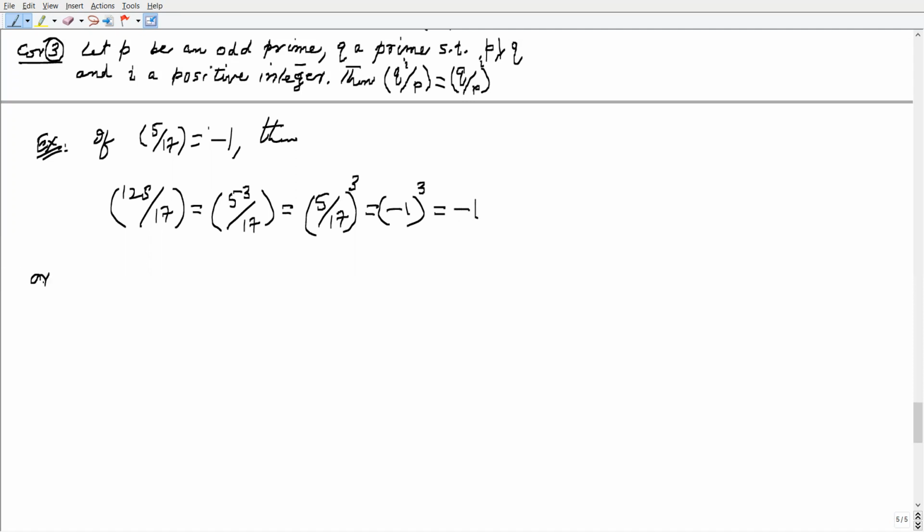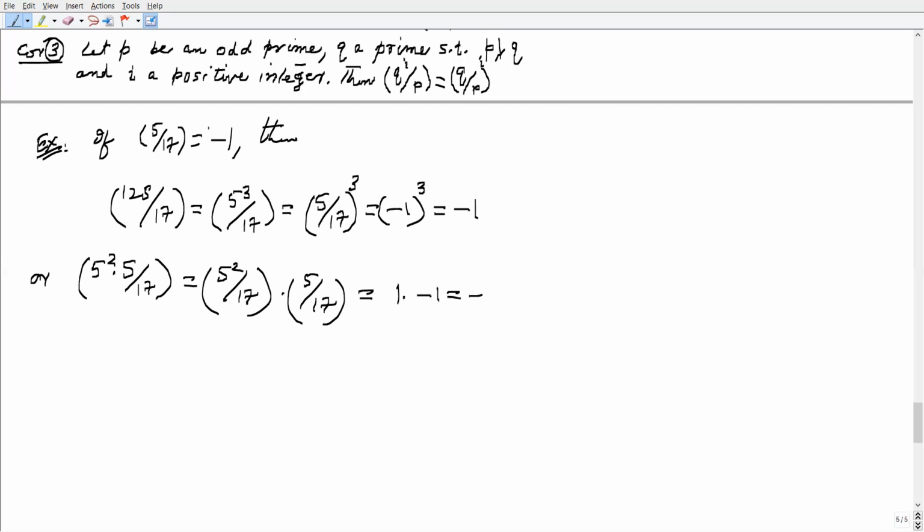Or you can find the Legendre symbol of 125/17 by using the results that we discussed previously. 125 can be written as 5 squared times 5, so it equals the Legendre symbol of 5 square over 17 times that of 5 over 17. The Legendre symbol of 5 square is 1, the Legendre symbol of 5 is -1, so this is -1 again.